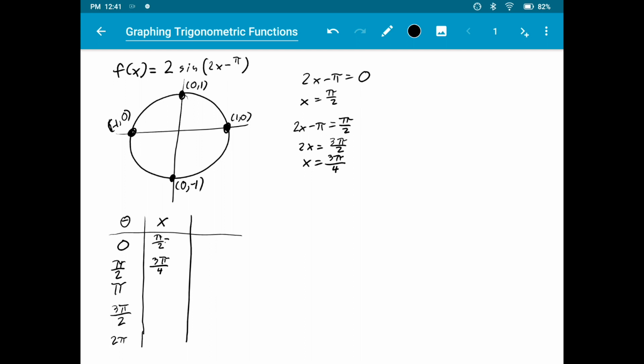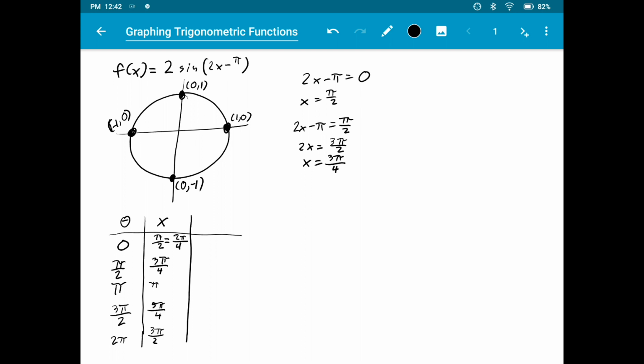I'm going to rethink this pi over 2 as 2 pi over 4. Then I can see that every pi over 4, I'm going to get to the next angle. So theta being pi would come from x being 4 pi over 4, or just pi. Theta being 3 pi over 2 would come from x being 5 pi over 4. And theta being 2 pi would come from x being 6 pi over 4, or 3 pi over 2.